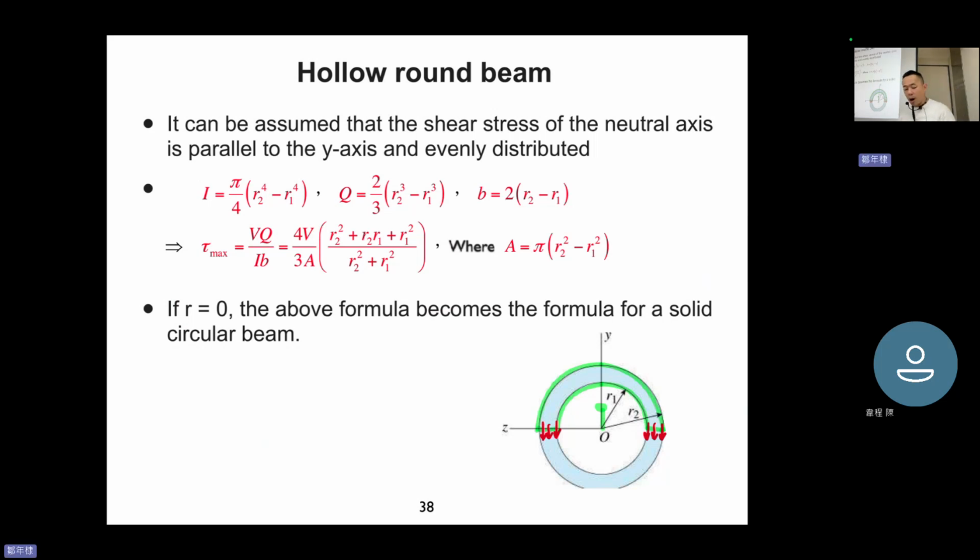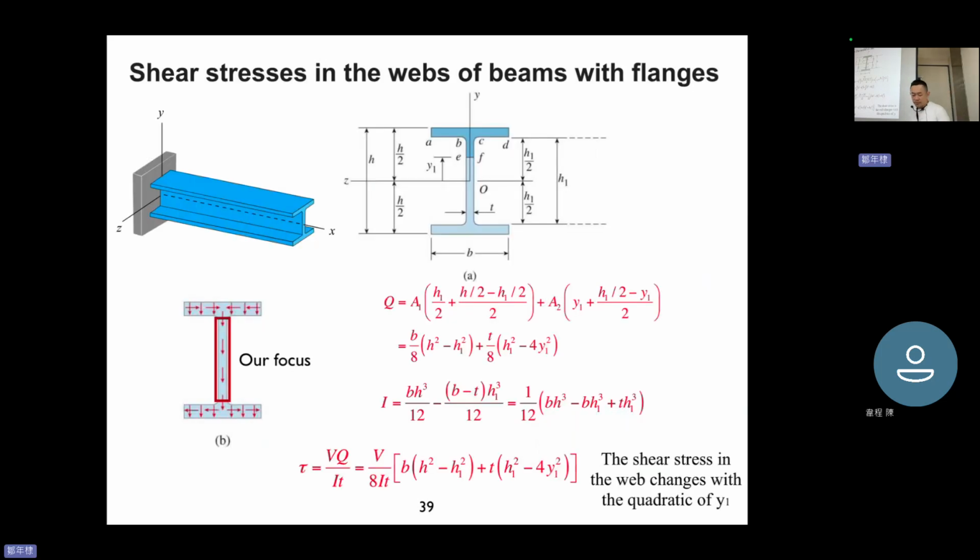Right. So, hollow round beam and circular beam. Well, it's not really important, but just let you know the concept. The really important thing for a beam is that we're going to give you I shape. I shape beam is more commonly used in the real world.